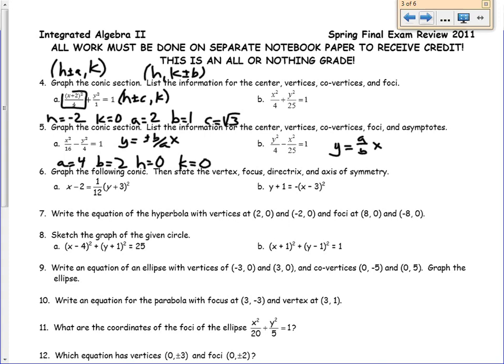Okay, graph the following and state the vertex, focus, directrix, and axis of symmetry. Same concept here. Y is squared. Do you remember how that worked? If y is squared, then x is going to be the thing that's changing. P is 4. Remember, it's 1 over 4p equals 1 over 12. Solve the equation 1 over 4p equals 1 over 12.